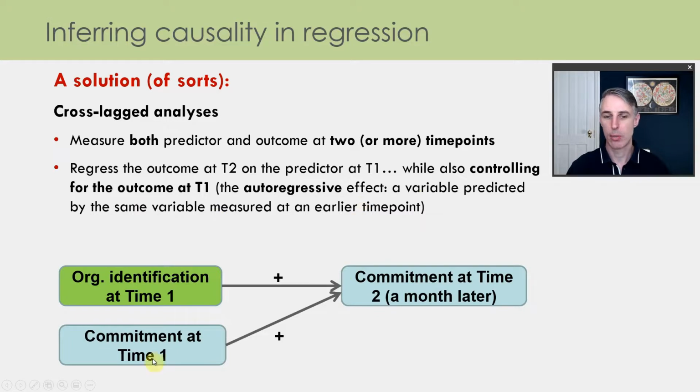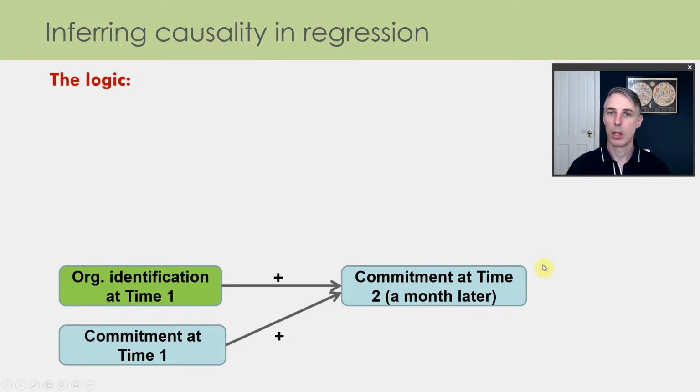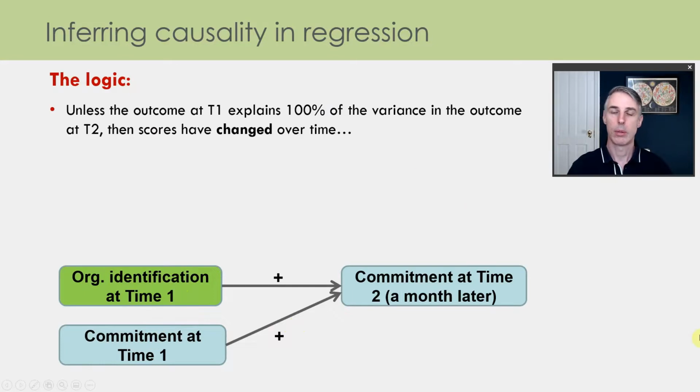So a time 1 measure predicting a time 2 measure of the same construct is an auto-regressive effect. Okay, so what's the logic behind doing this? Controlling for the outcome at time 1, the same time that this was measured. Well, it's as follows.